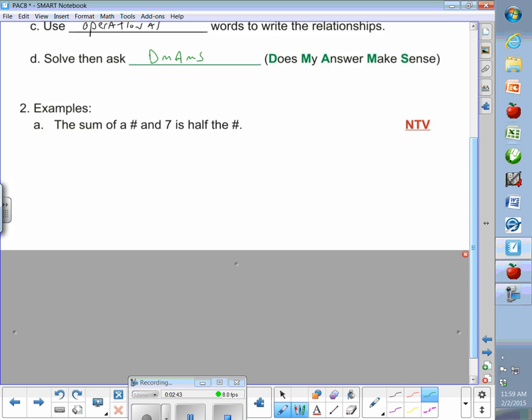All right, so the sum of a number and 7 is half the number. First thing we need to do is NTV. What would go under the NTV? Jack? Just N? Want to say anything else? It's not a whole lot in this one, but usually you want to say what N is. Andrew? Yeah, N is simply the number in this case. It's pretty basic, but it is the number. Okay, so we named the variable. That's good.